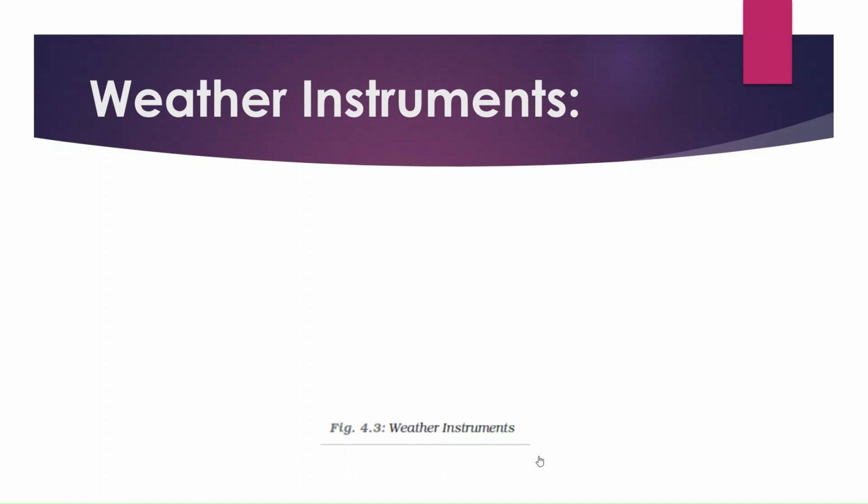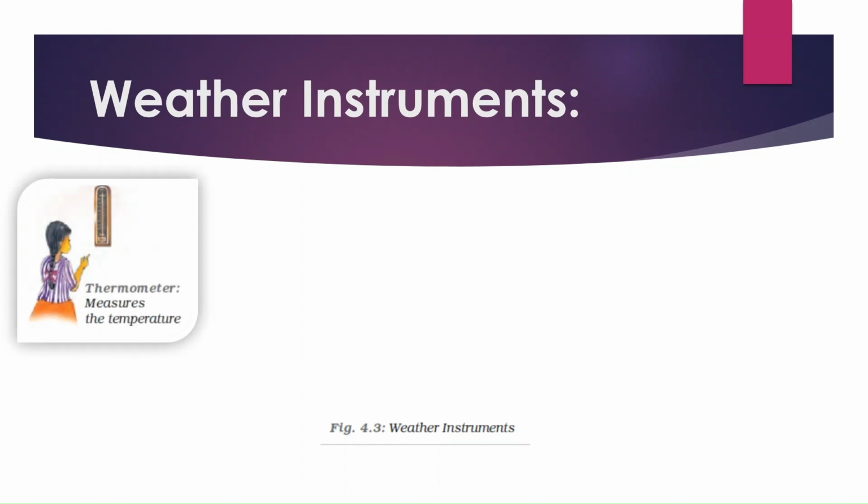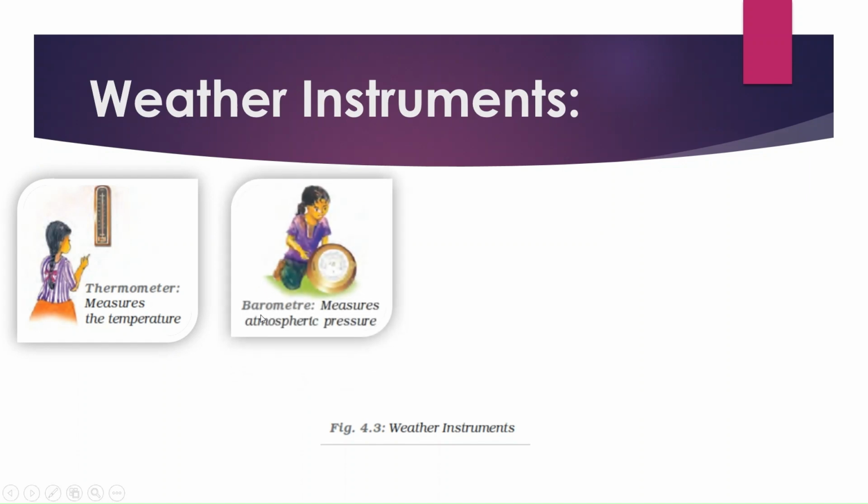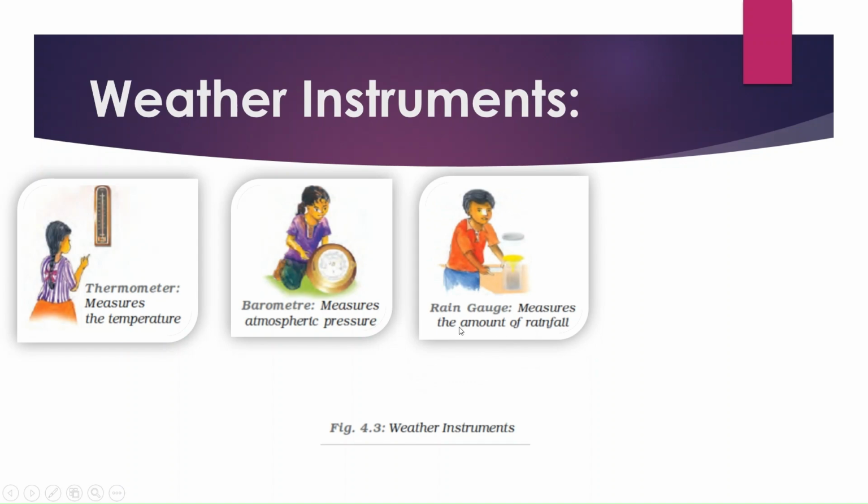Now let's see what are the different weather instruments. The instrument that measures the temperature is known as thermometer. The instrument that measures the atmospheric pressure is called barometer. Just remember the spelling. Barometer. The instrument that measures the amount of rainfall is known as rain gauge, RAIN rain, then GAUGE.